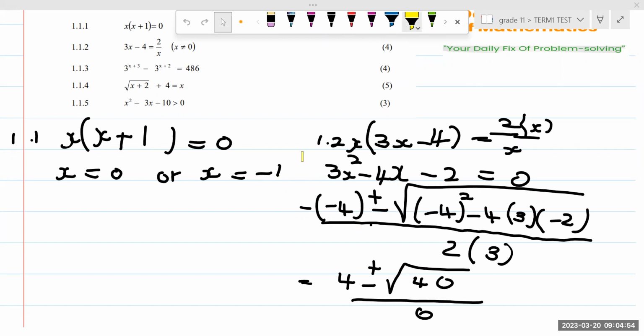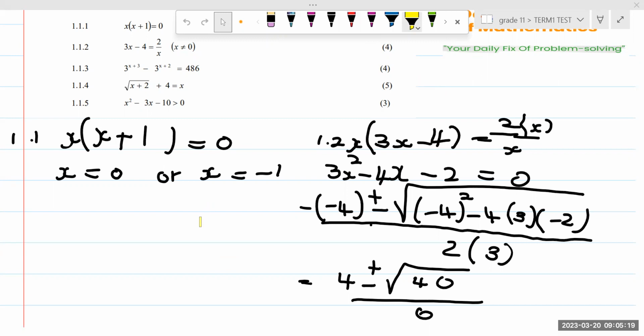But then, what if x(x + 1) = 0? And they say we should solve for x. So then this thing is easy. Reduction to the bracket. So then x is equal to 0 and x plus 1 is equal to 0. Therefore, we're going to transpose this positive 1 to the other side, and it becomes a negative 1. So then our answer is x is equal to 0 or x is equal to negative 1. Then number 1.